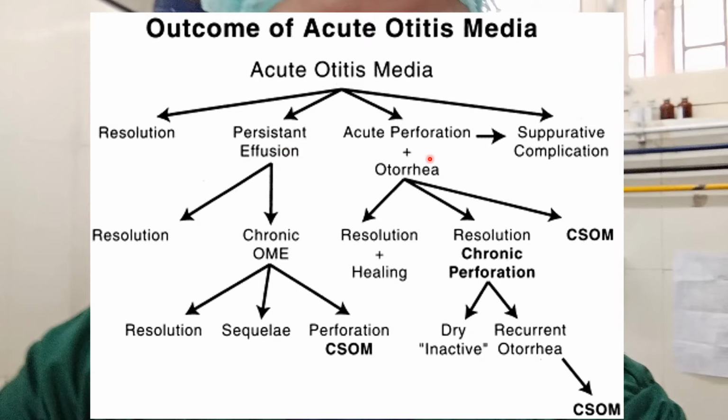Again, we have acute perforation, plus we have otorrhea. If there is resolution plus healing, nothing will happen. If there is resolution or chronic perforation, it will become dry and then go into an inactive stage. Then if there is recurrent otorrhea, it will again lead to CSOM. Acute perforation and otorrhea may directly lead to CSOM, or it may lead to suppurative complications and non-suppurative complications. We have suppurative and non-suppurative complications of CSOM.